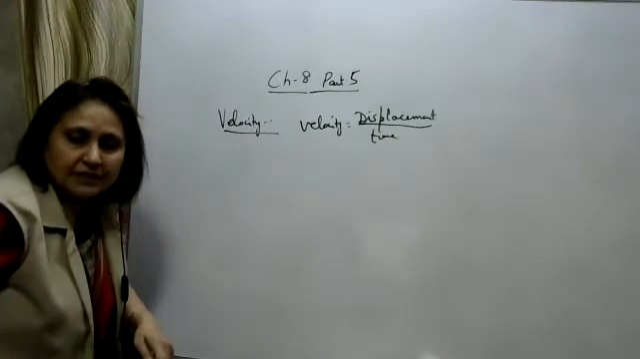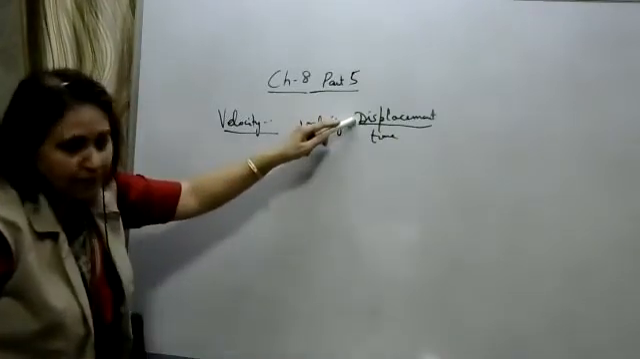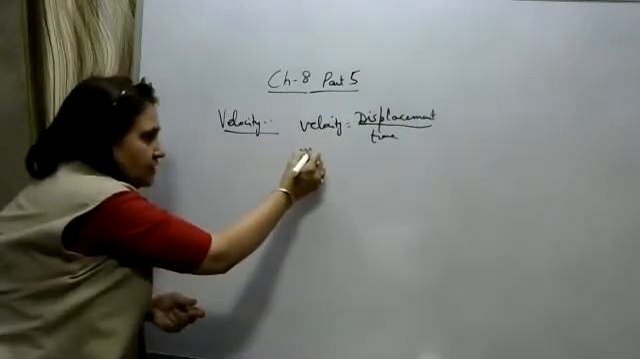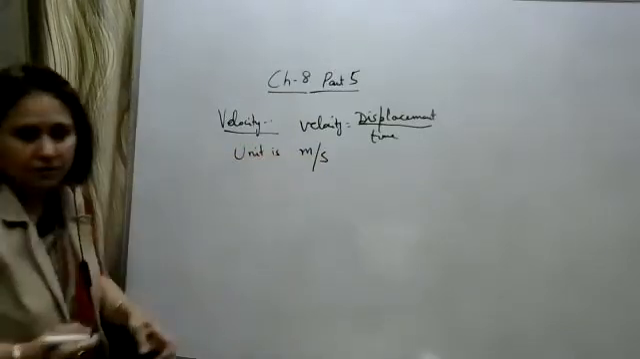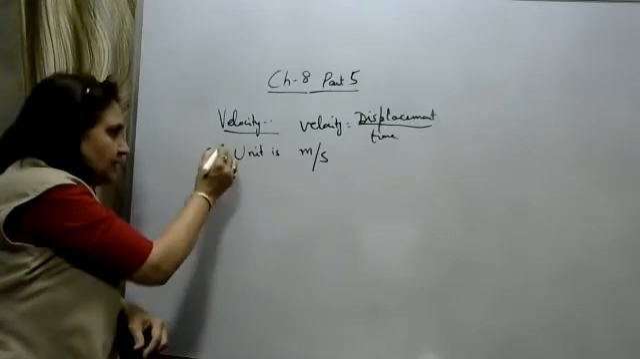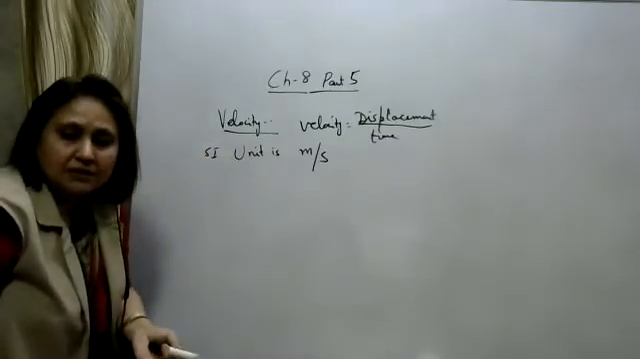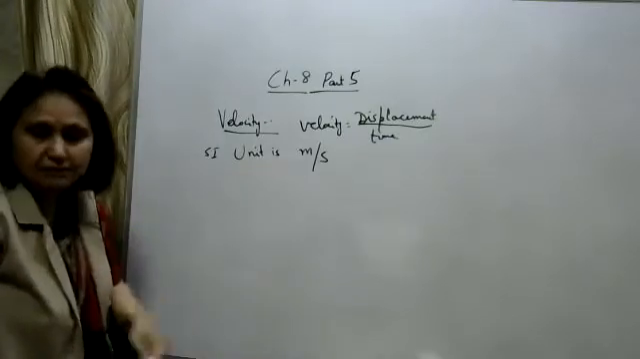What will be its SI unit? We know that displacement has also got a unit, meter, and time is in seconds. So its SI unit is meter per second. Other practical units can be kilometer per hour, centimeter per second, etc. But the SI unit is meter per second.